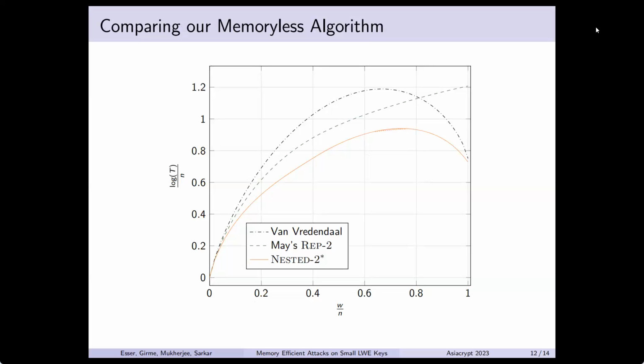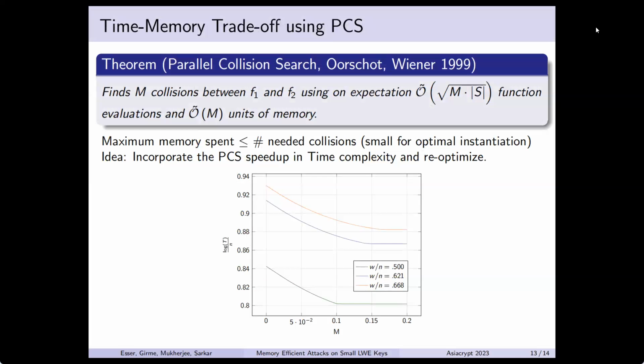You can see that our method is better than both May and Van Wiesenthal for every weight, and for the cryptography-relevant ones, the difference is quite high. So up until this point, we didn't use memory, but let's say we have some small exponential amount of memory available. So what can we do?